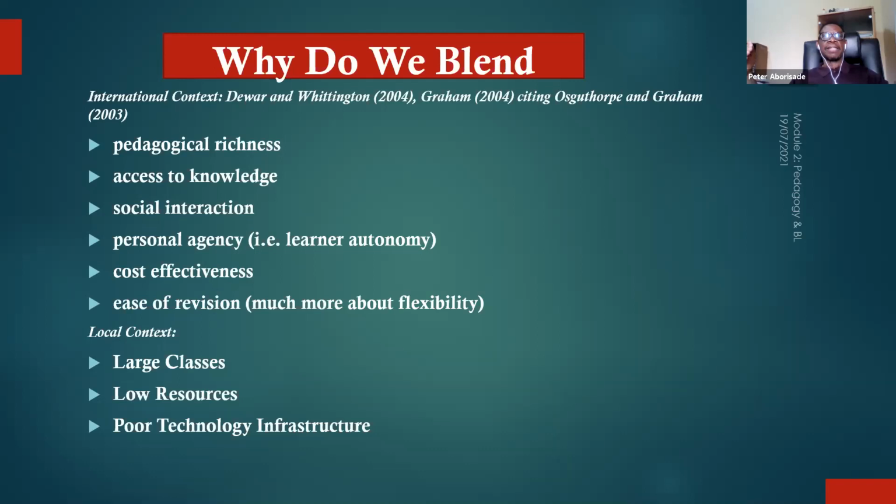But if you don't rely on technology, then the amount of knowledge out there that you have access to is also going to be limited. But digital technology today has given us access to all the body of knowledge available in the world, even though you have to pay for some of the access. Social interaction, it enables it. Personal agency, that is learner autonomy, that learner can determine when I want to learn this, how far I want to go, how quickly I want to go.